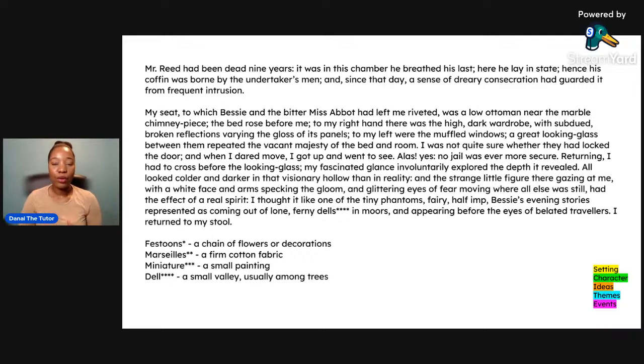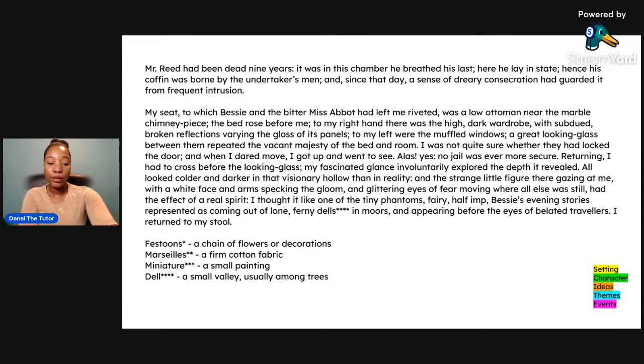So she's in that room, she's alone. And also, quite significantly, she's locked in the room. It says, alas, yes, no jail was ever more secure. So we know the two characters, Bessie and Miss Abbott, are the ones who had put her in the room, and she's locked in this room all alone.